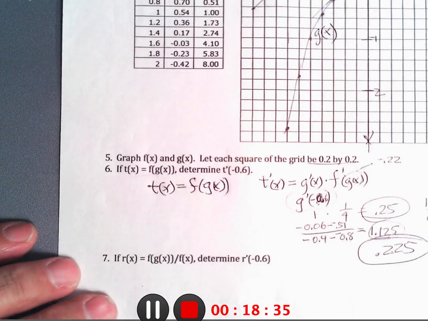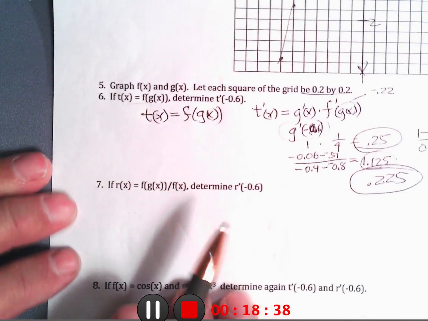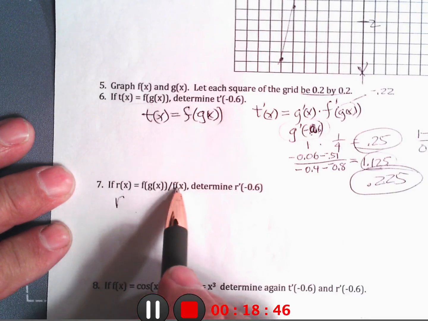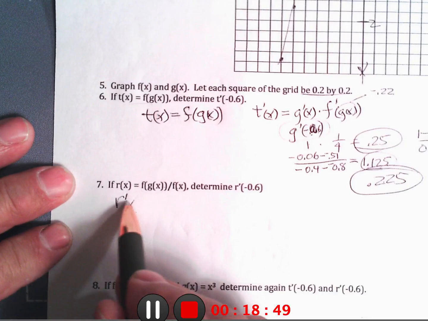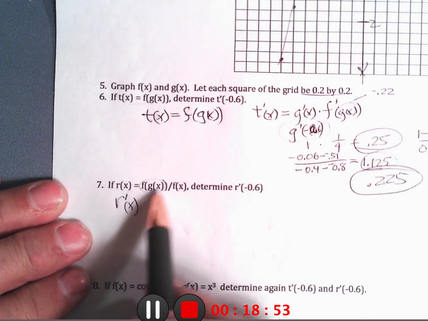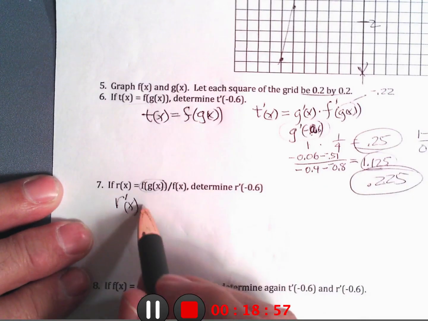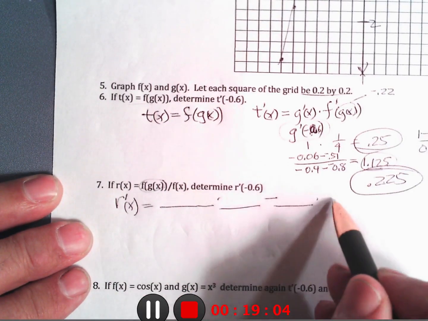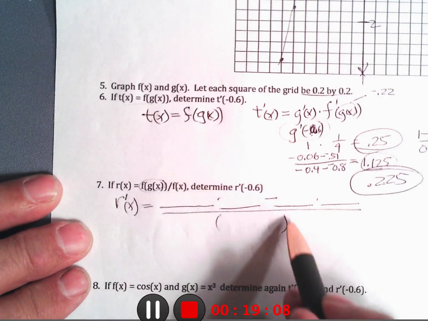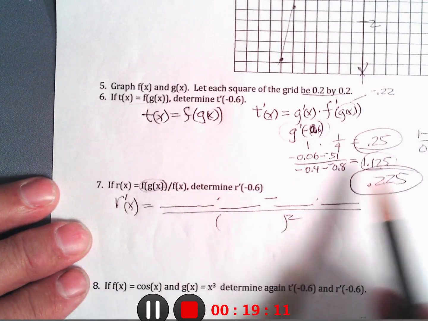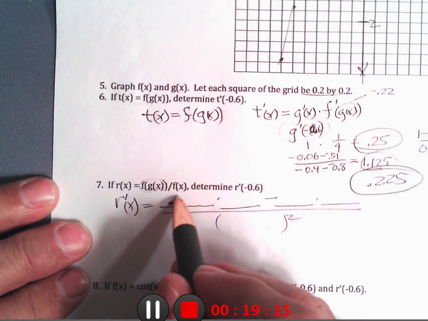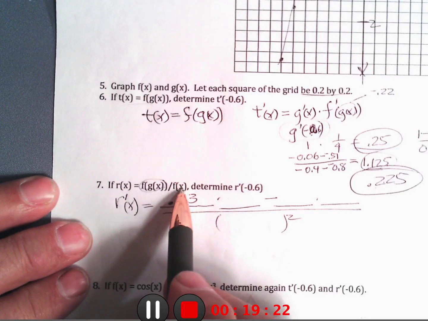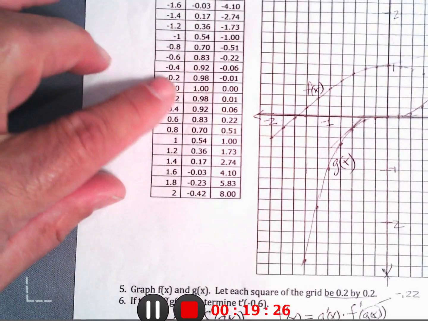Now, I ask you to do something a little bit trickier here. We get r of x, which is f of g of x over f of x. So that's a quotient. So r prime of x will be the derivative of that, which we just figured out. But it's going to be a quotient rule. So let's go. So we just figured this one out. I'll use the central difference one, or something close to 0.23, the derivative of the numerator times the denominator, f of negative 0.6. That's 0.83.